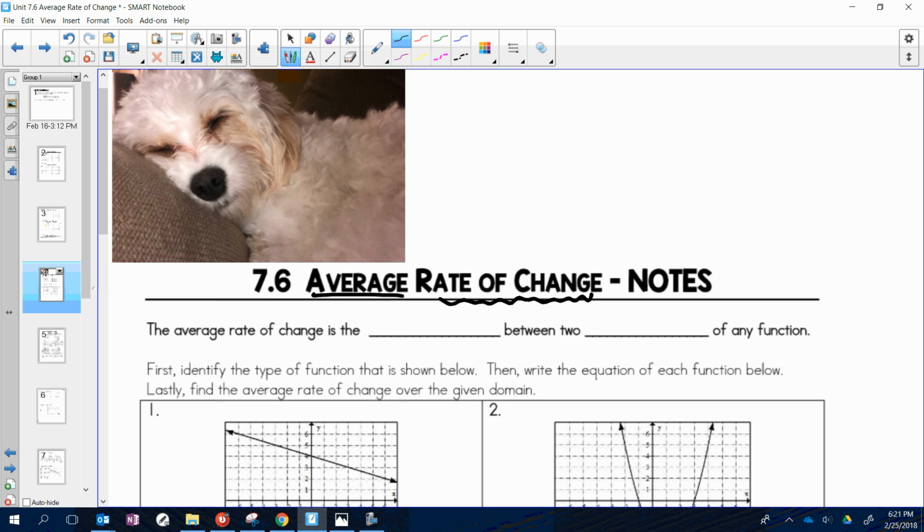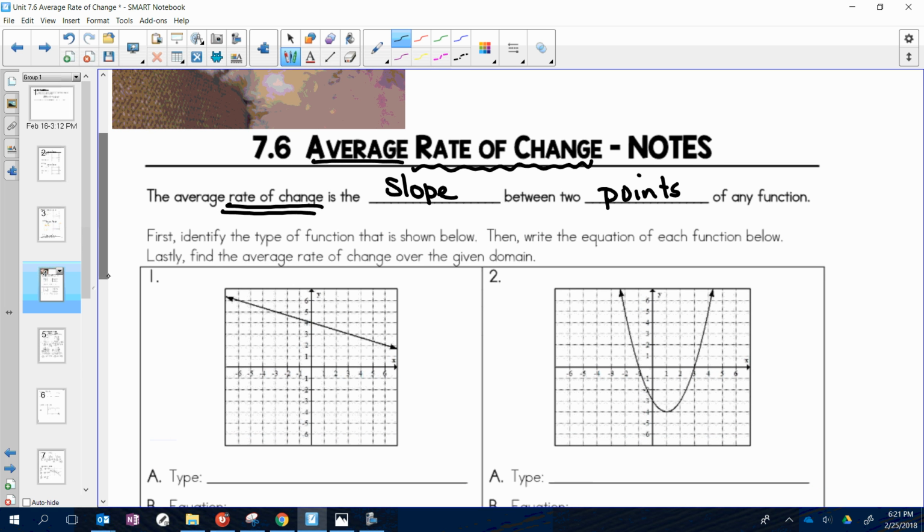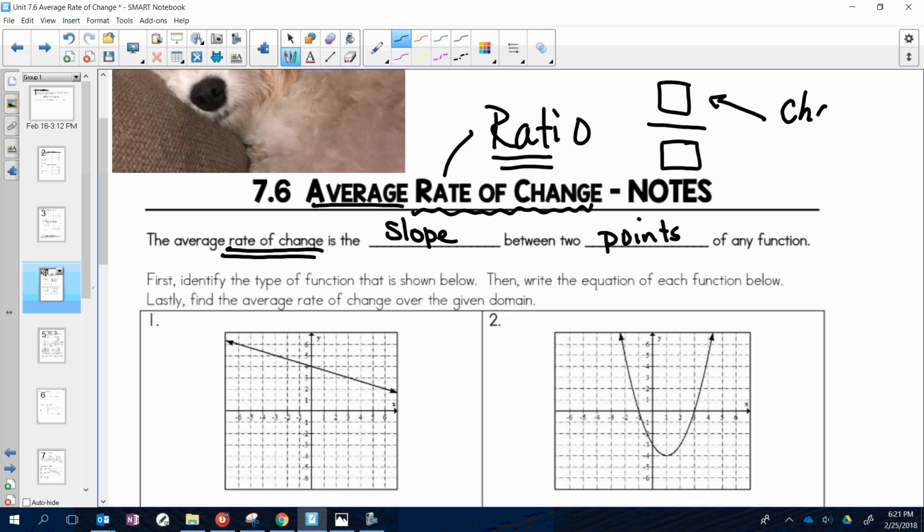Keywords, rate of change. I know you guys have heard this before. Average rate of change is just the slope between two points of any function. I like to think of a rate as a ratio, and when I think of a ratio, I think of a fraction. So average rate of change: on the top, you're going to have the change in y, and in the bottom, you're going to have the change in x.